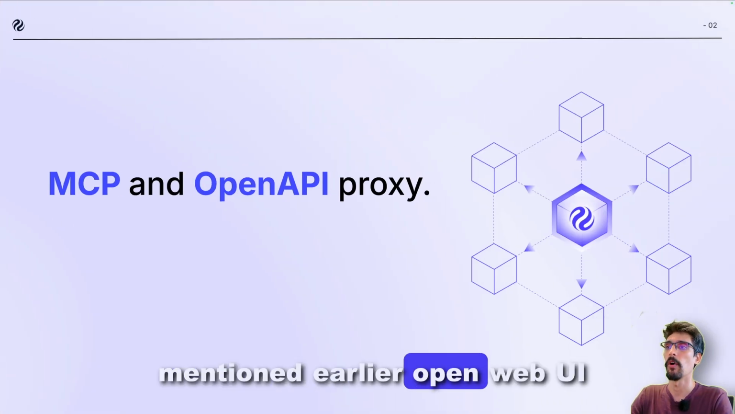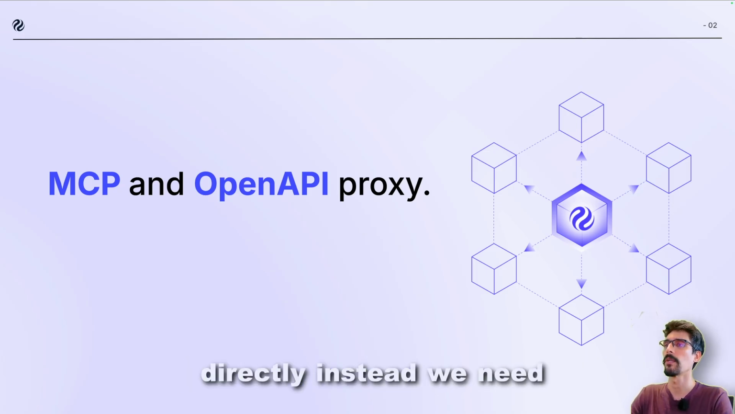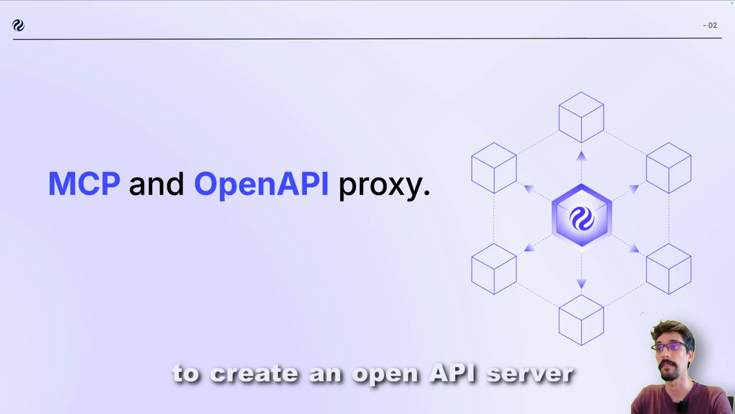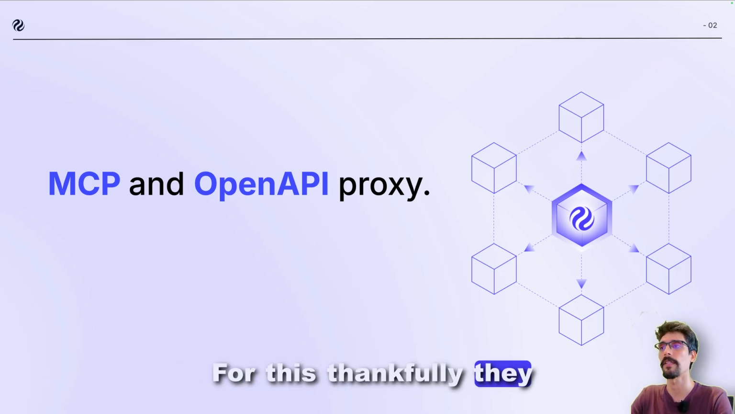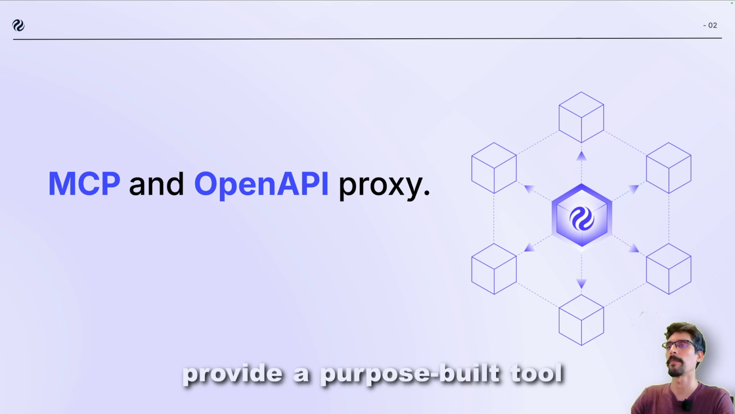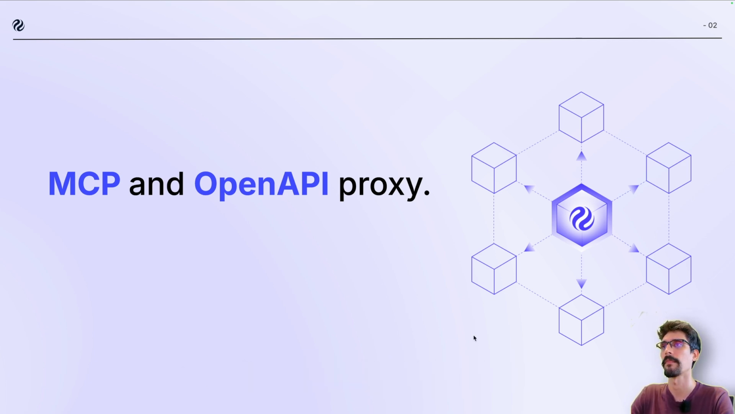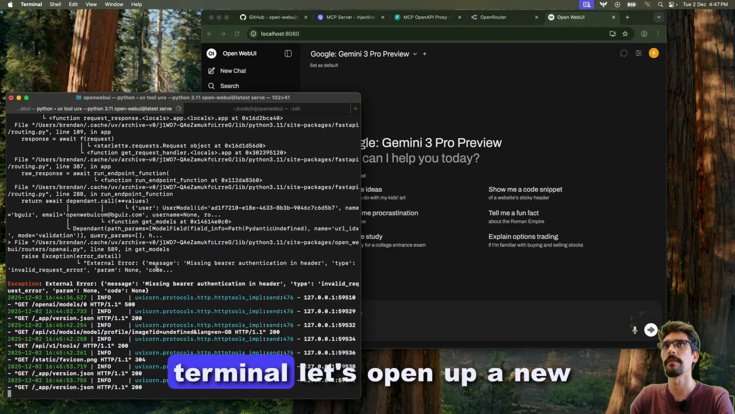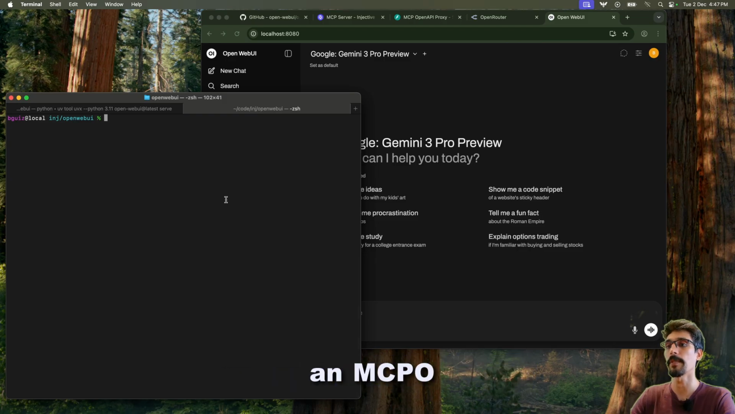As I mentioned earlier, OpenWeb UI cannot use the MCP server directly. Instead, we need to create an OpenAPI server that proxies the MCP servers that you want. For this, thankfully, they provide a purpose-built tool called MCPO that does exactly this. So in the terminal, let's open up a new tab, and then we want to create an MCPO config file.